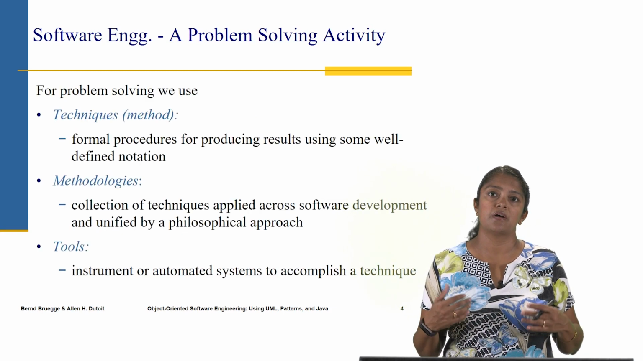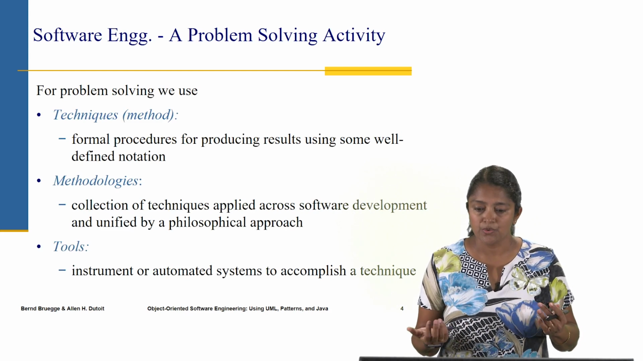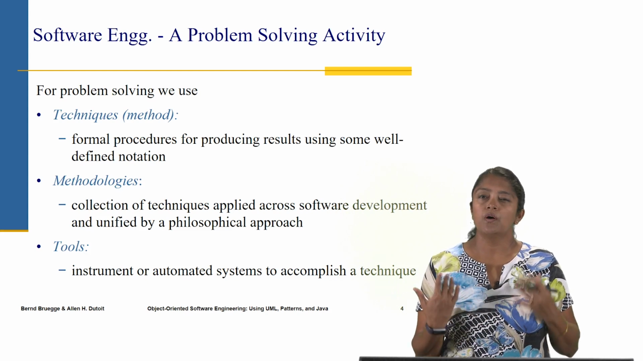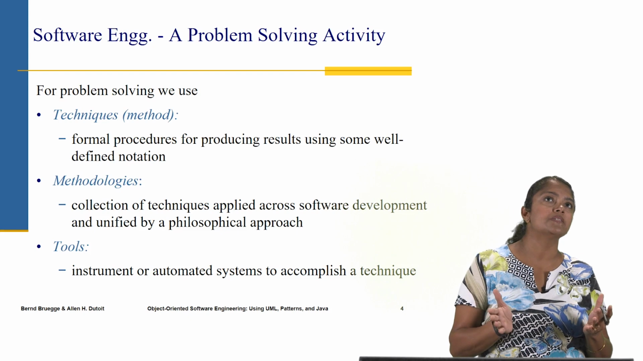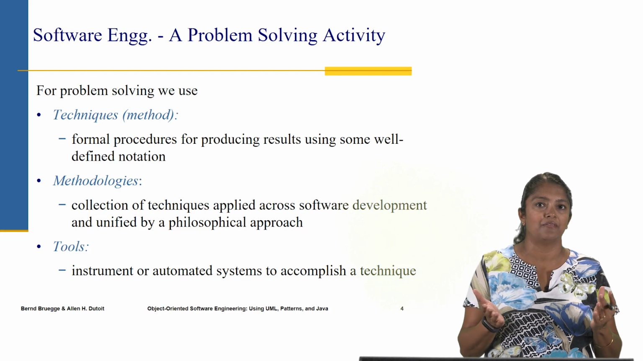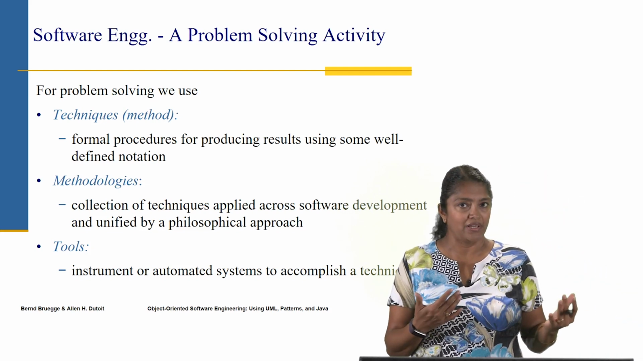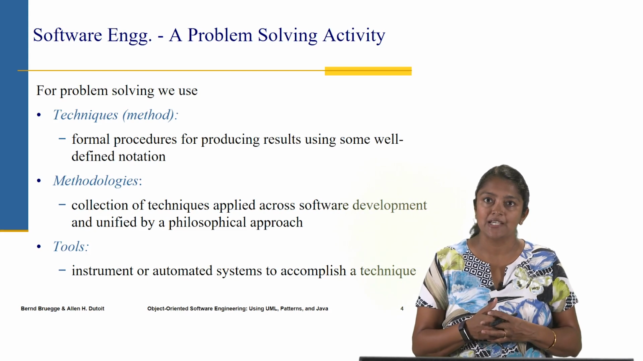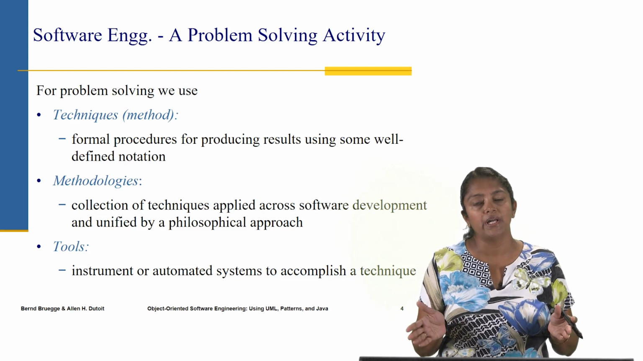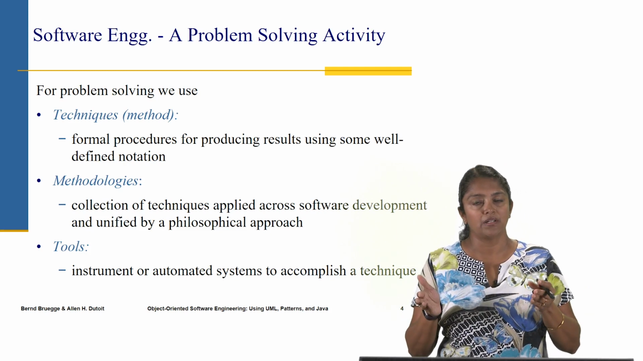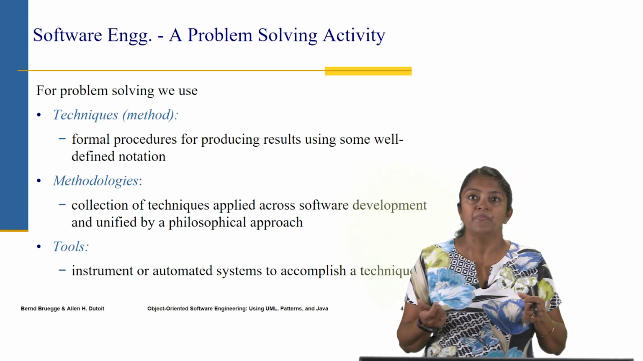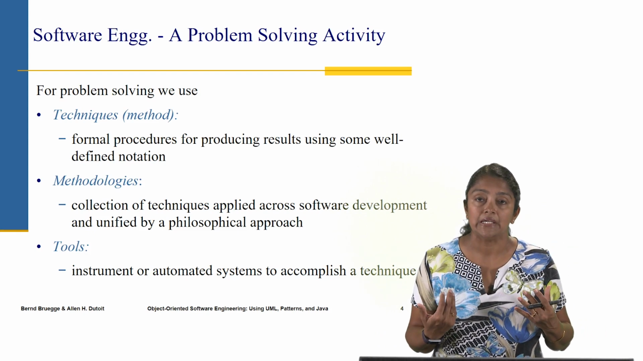And in order to do this problem solving, we're basically using our existing techniques, existing methodologies and tools. Now, what does techniques mean? Technique is sometimes also known as a method, but I don't want to confuse you with methods from object-oriented programming, because in Java, method means something else. So we'll just call it technique. So basically a technique is a formal procedure for producing some kind of a result using well-defined notation. So a specific algorithm, a specific programming language, or a specific technique within a programming language, like inheritance. So those are our techniques.